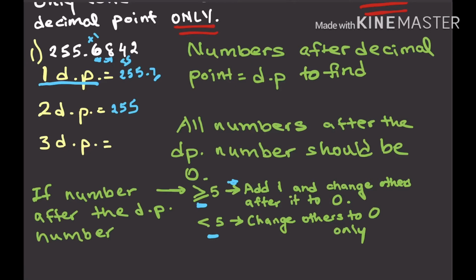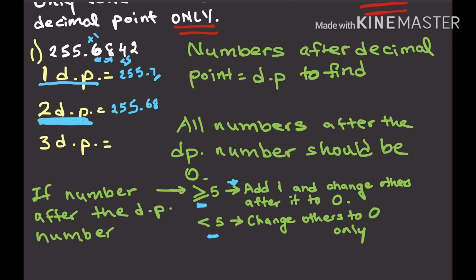We just change everything after the DP number to 0. So this is our DP number, the 8. We change everything after it to 0. So 0.6800. That's our answer. However, as I said before, the zeros should not be there, otherwise your answer will be wrong because the question said that you should leave it as 2 DP. So you just remove our zeros and your answer is now 255.68 because the number after the DP number, which is 8, the number after it, which is 4, is less than 5.